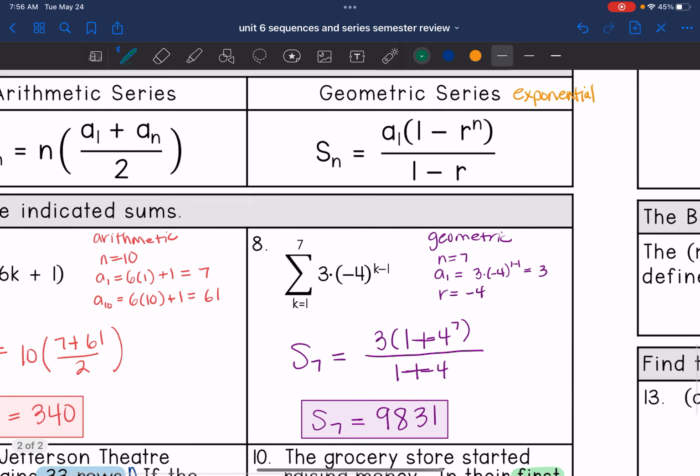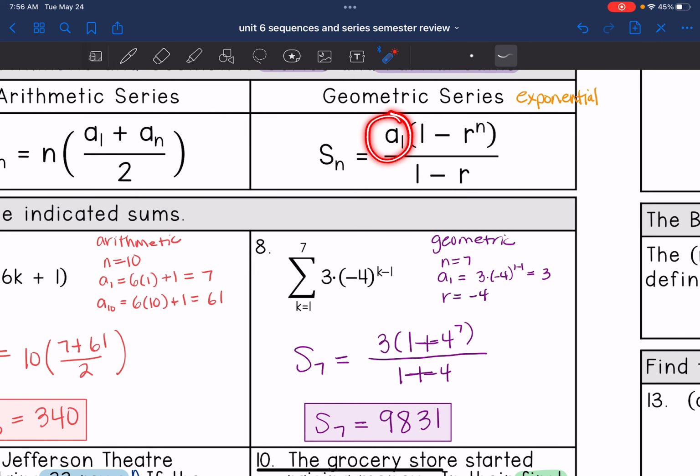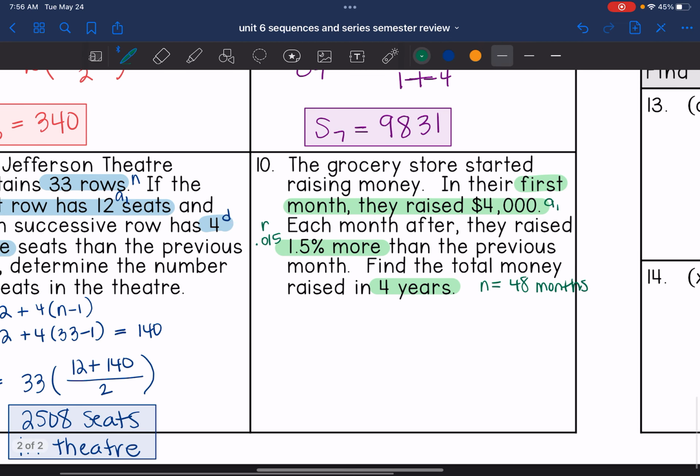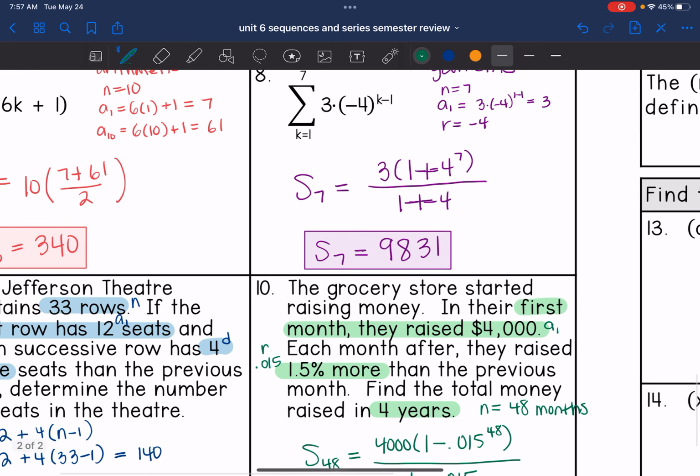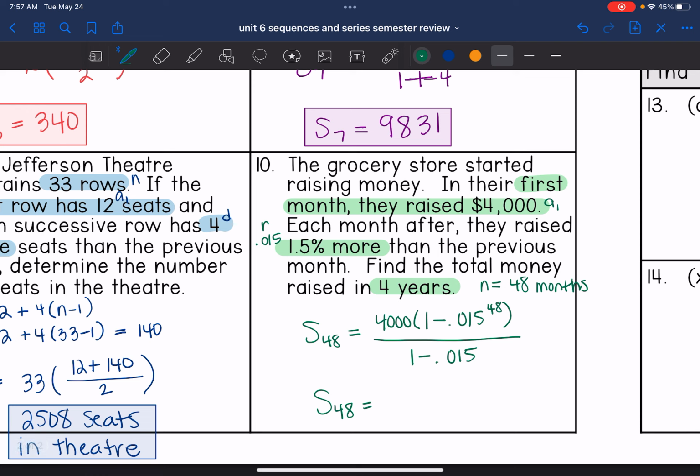Okay, so we're going to use the geometric formula. So we know the first month was 4,000. We know the rate was that 1.5%. We know that n is 48 months, so we have everything that we need. Let's just plug it in. So S sub 48 equals 4,000 times 1 minus 0.015 raised to the 48 over 1 minus 0.015. And that will give us our answer. Let me type this into the calculator.